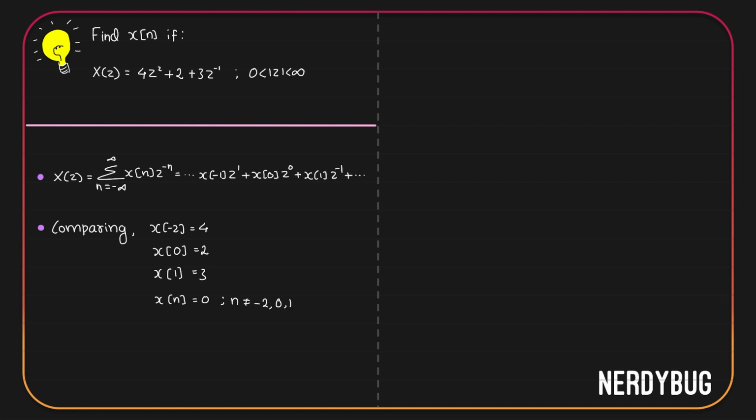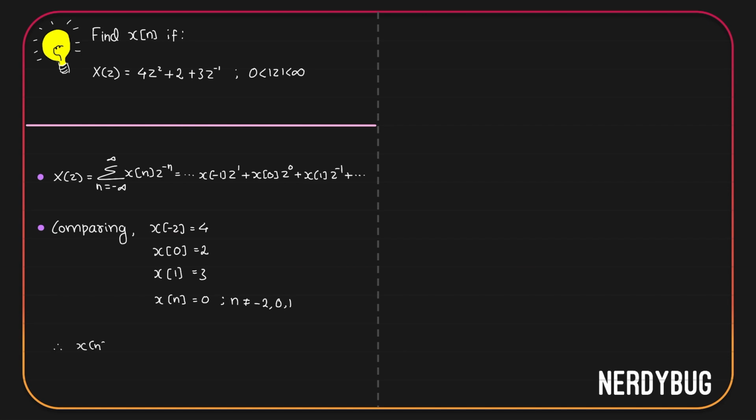So we can say for any other value of n that is not equal to minus 2, 0 or 1, x of n is going to be 0. So x of n is 3 when n is equal to 1. x of n is 2 when n is equal to 0. x of n is 4 when n is equal to minus 2. We know how to write it mathematically.